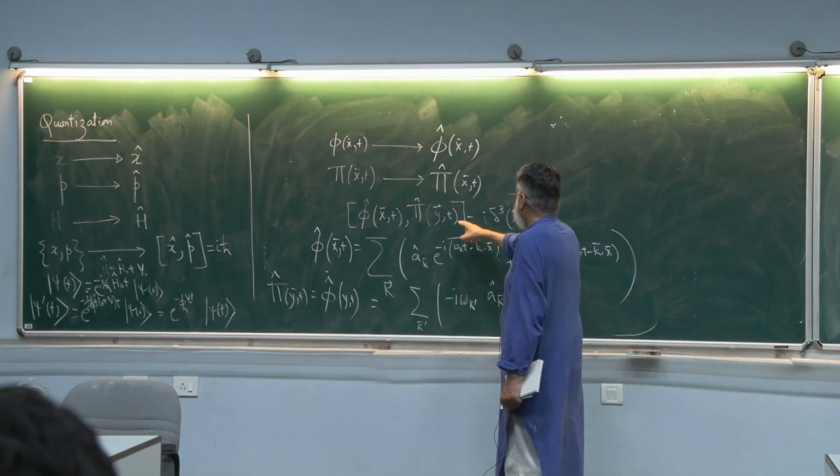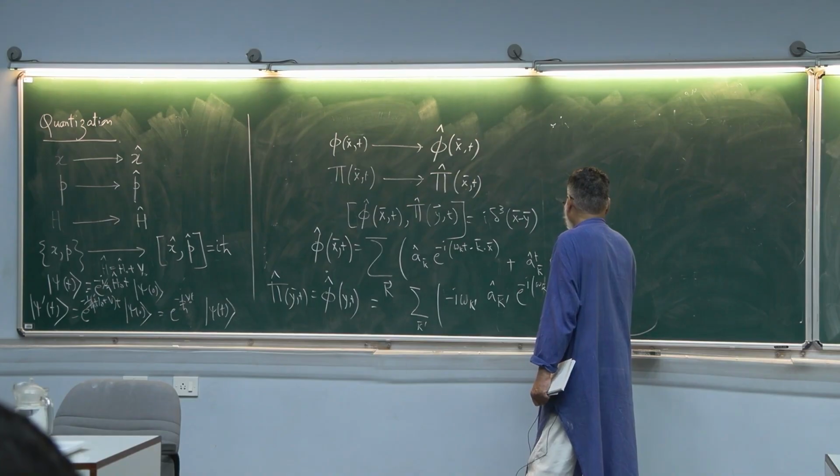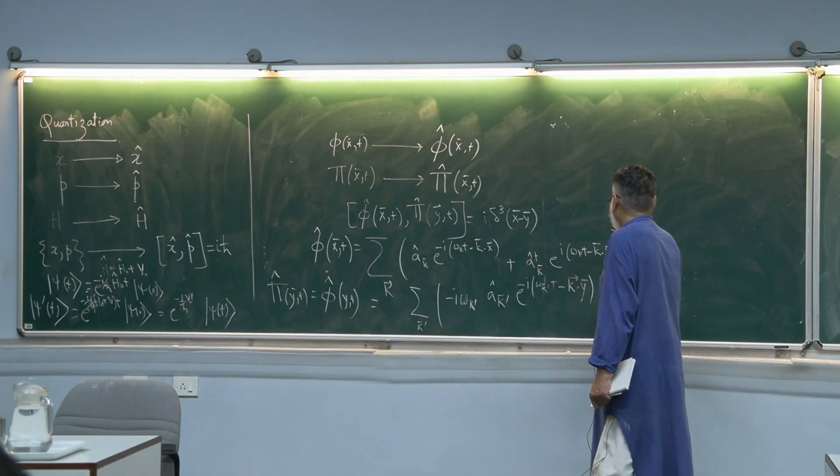Equal time commutator, time is the same. Y, plus i omega k will come out.